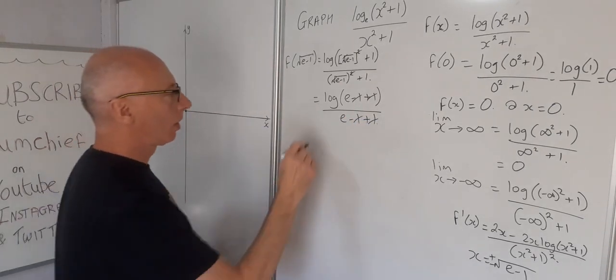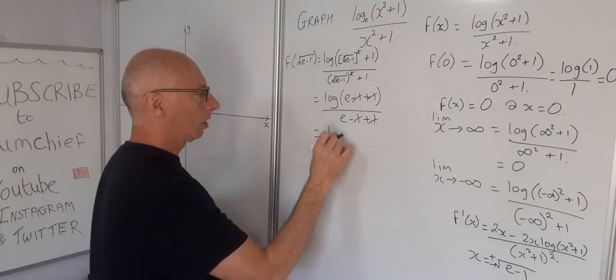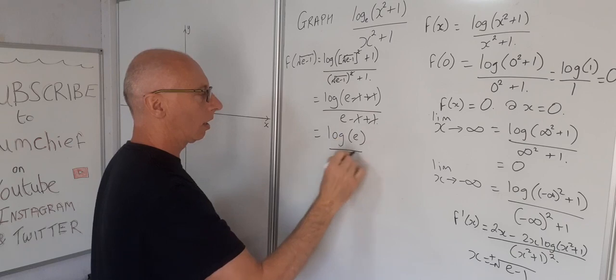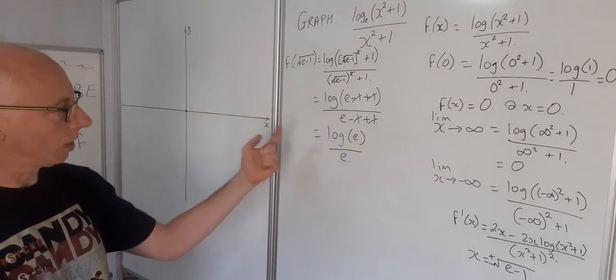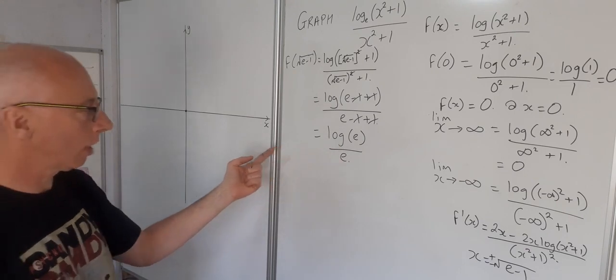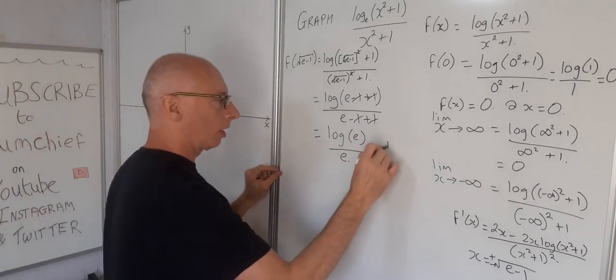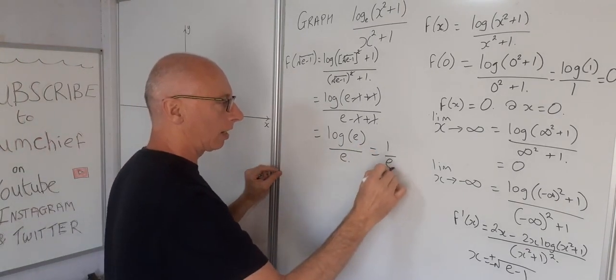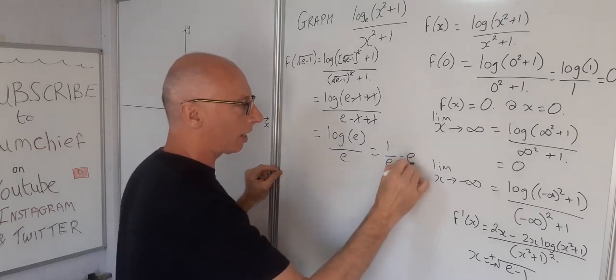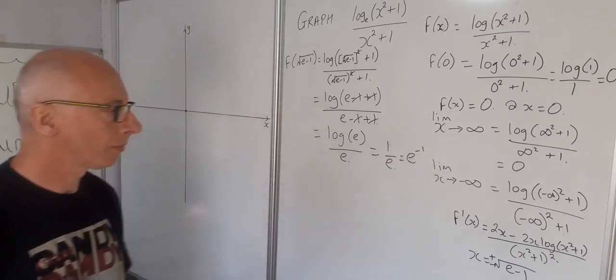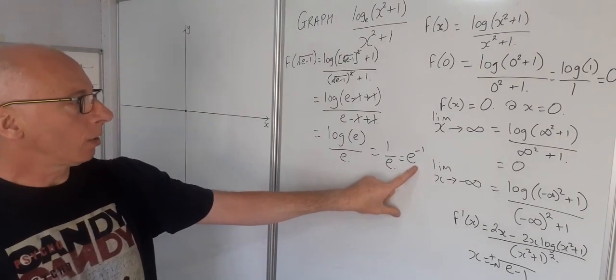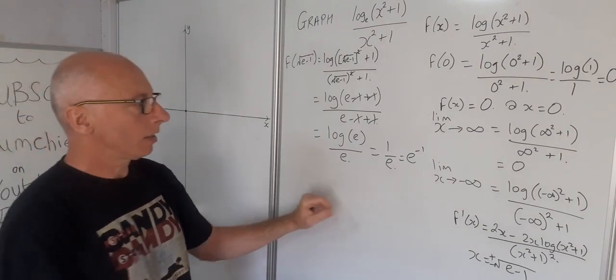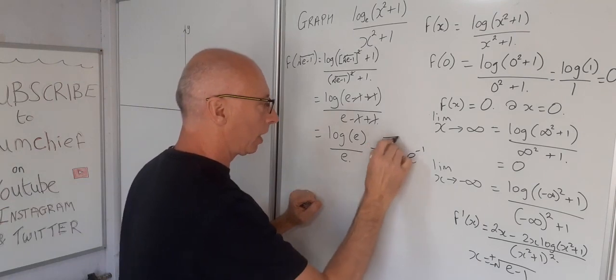So now we've got log of e over e. Now log of e is just 1. They're inverse functions, so they will give us 1. And then e will just stay as e. So you could also write that as e to the minus 1 if you wish. So our value on the y-axis is e to the minus 1, or 1 over e.